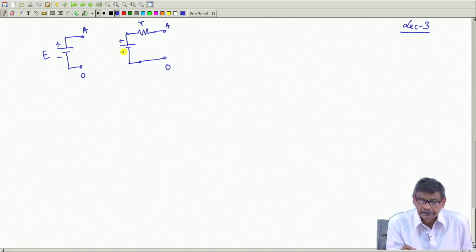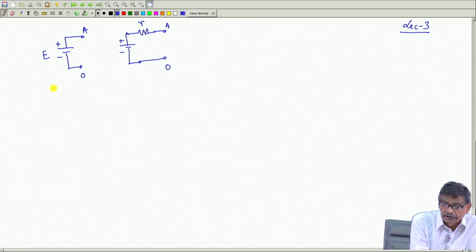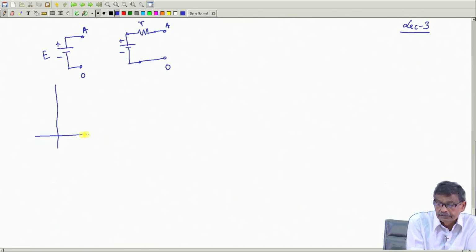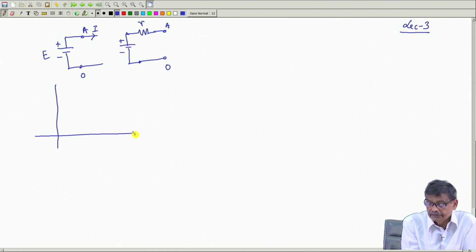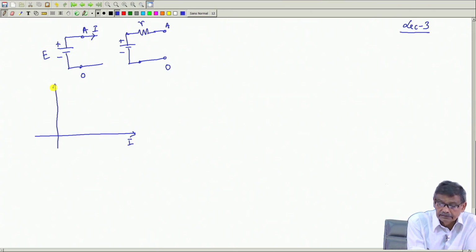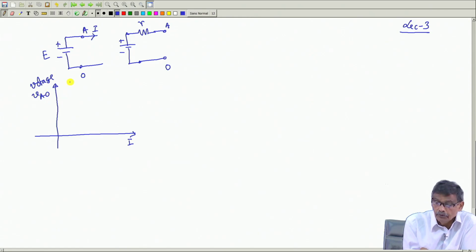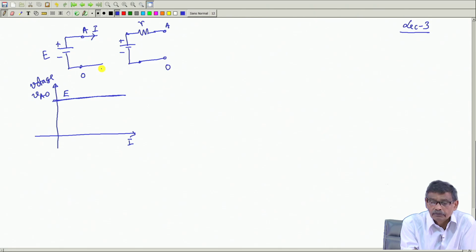And the characteristics of an ideal voltage source, if you sketch that, it will deliver a current I. So, this axis is, suppose, I, and this axis is, suppose, voltage VAO. I am sketching the potential of A with respect to O, and VAO will be constant. This is the characteristic, no matter how much current you draw.